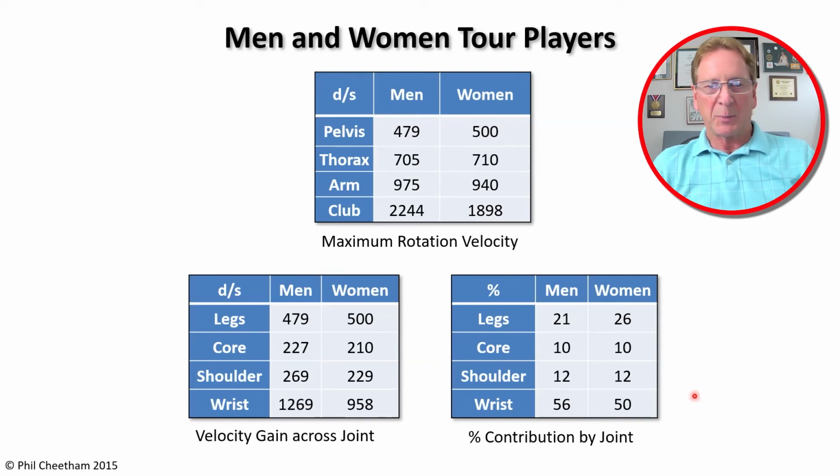Okay, contribution by joint. The women are contributing to their swing more than the men from the legs, about the same from the core or the abs, about the same from the shoulder in terms of percentage, but the men are contributing about 56% of their speed from the wrist, whereas the women only contribute about 50% of their speed from the wrist. So men are getting a lot more speed across the wrist from the release action than the women tend to.